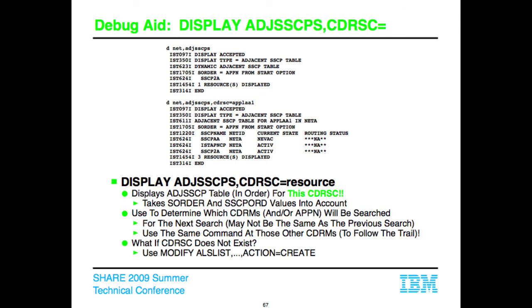Second tip I want to give you is the display adjacent SSCPs command. A lot of people know that the display adjacent SSCPs command is used to display adjacent SSCP tables.